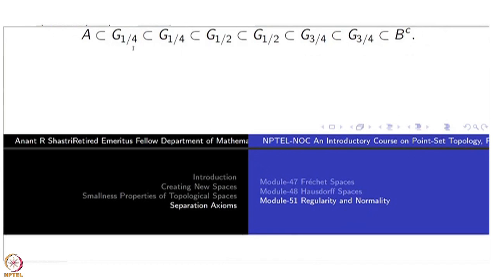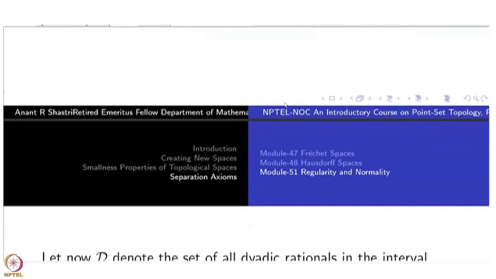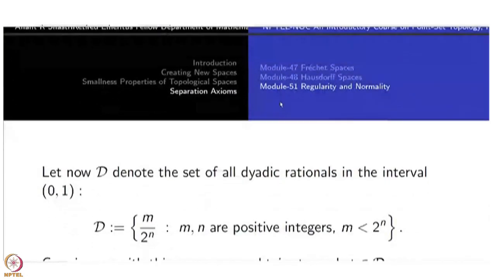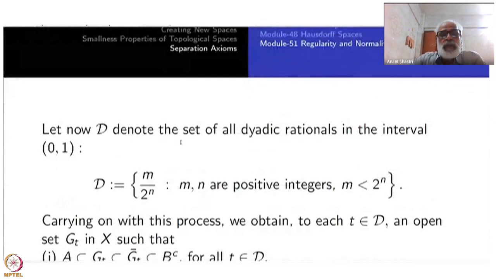So that is what I'm going to do. The next step will be an open subset between A and G 1/4, and one on this side also, everywhere in between. You know, G 1/4 closure is closed and B complement is open. So between them, I can put one more open set and so on. So go on squeezing open subsets in between. Okay, so let D denote the set of all dyadic rationals in the interval [0, 1].